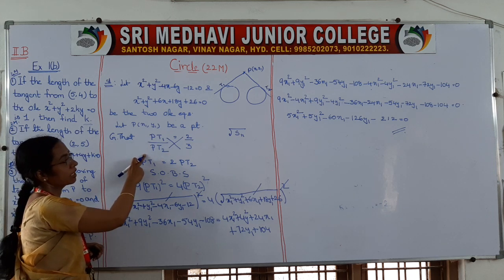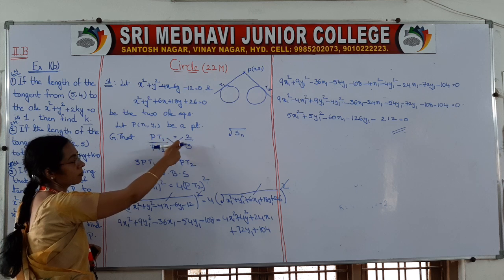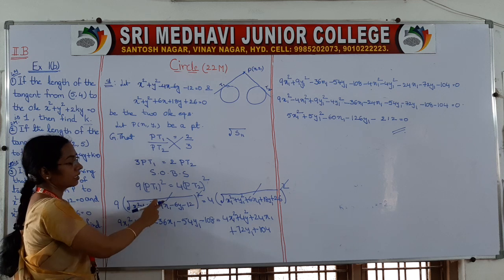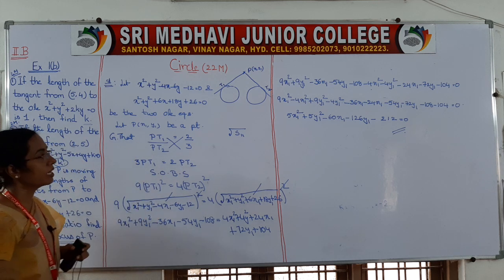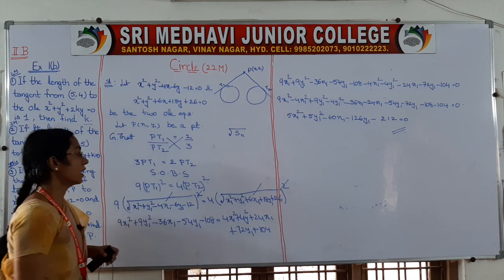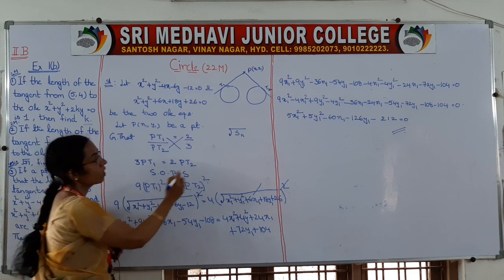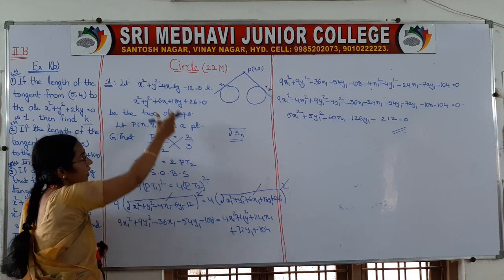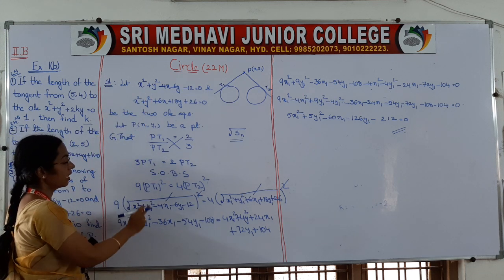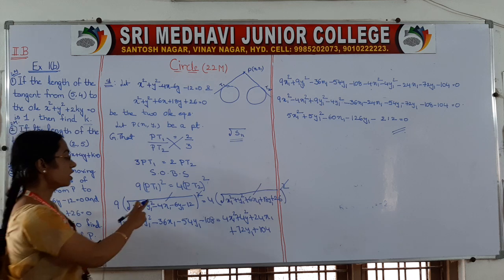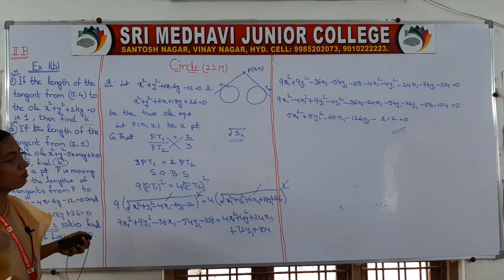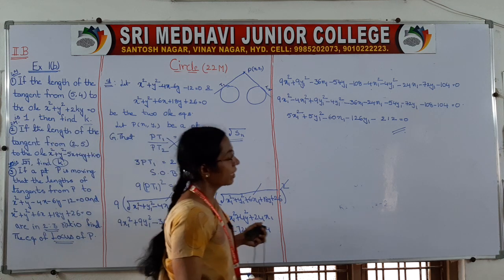So PT1 by PT2 is equal to 2 by 3. Cross multiplication. After that, squaring on both sides, right? Then what is PT1? PT1 is the length of the tangent to the first circle from the point, right? Its formula is root S11. So in the S formula, wherever x is there, you take x1. Wherever y is there, you take y1. Since the square root is there, square on both sides and simplify the values. Finally, you will get your locus equation.